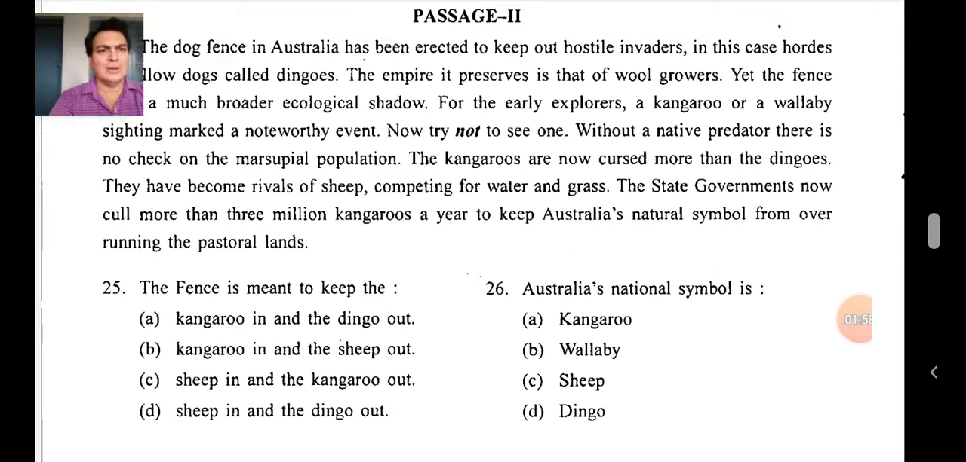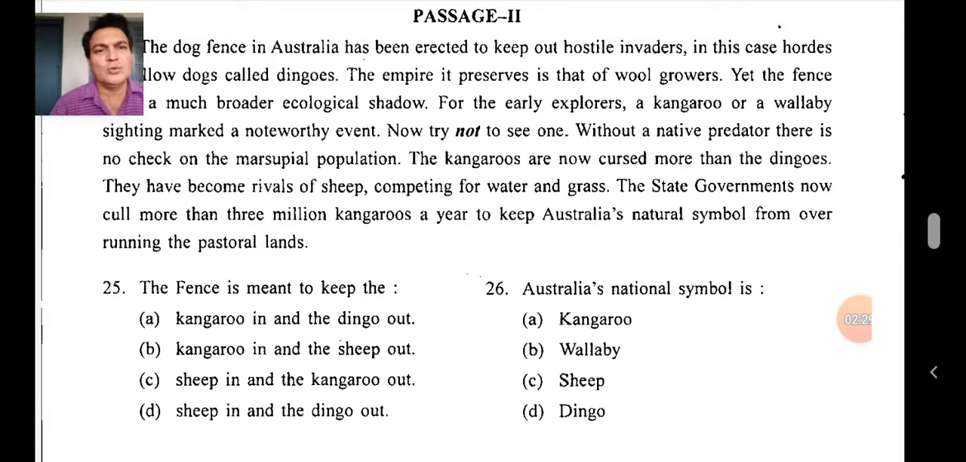The kangaroos are now cursed more than the dingoes. They have become rivals of sheep, competing for water and grass. The state governments now cull more than 3 million kangaroos a year to keep Australia's natural symbol from overrunning the pastoral lands. Let's take up the first question. That is question number 25.